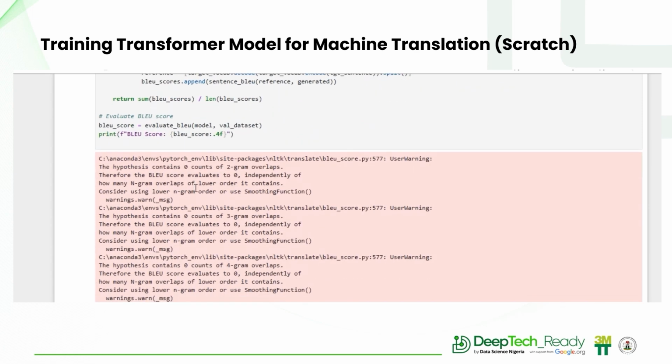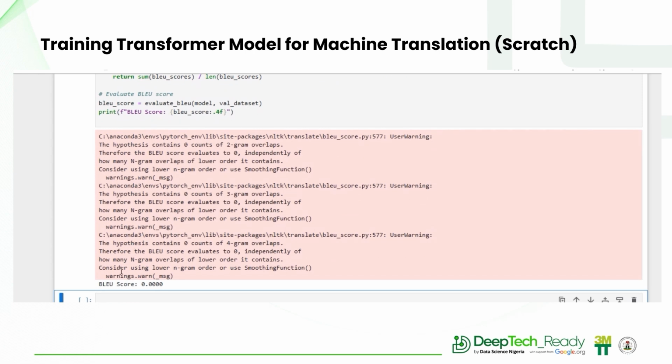So you can see that the BLEU score is 0.00, and this is expected because we are working on a very small amount of data, and the algorithm has not learned enough to be able to match the n-grams as they are in the original translation. It is at this juncture that we would now look at how pre-trained models work for translation tasks.